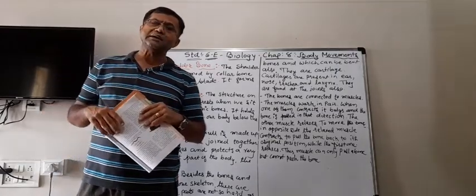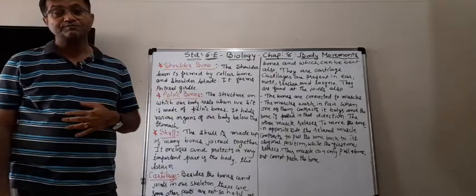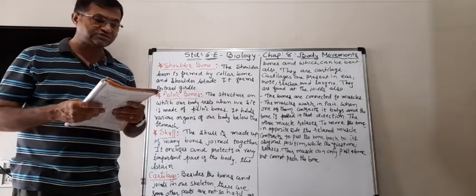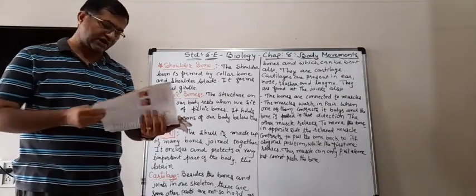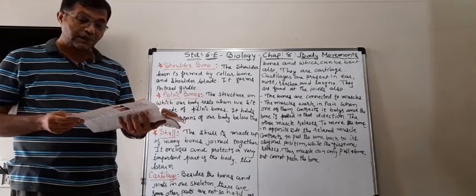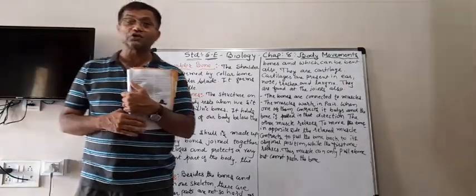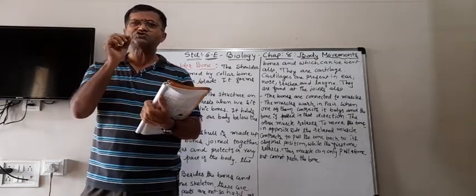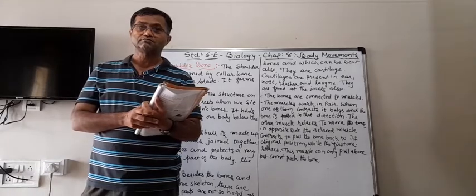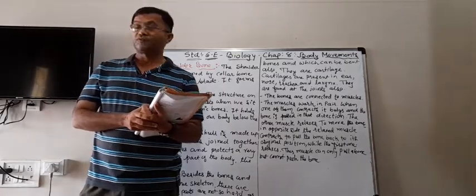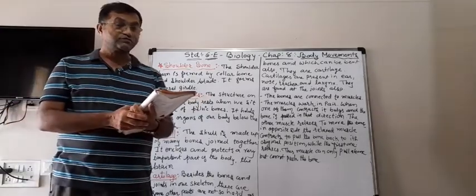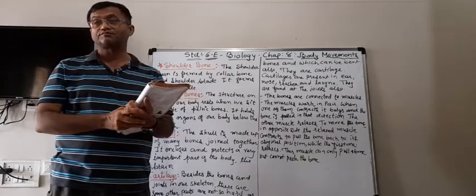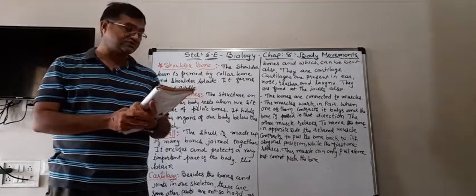So now we saw that in our skeleton there are the bones, there are some joints, and so on. But besides that, there are also some parts in our body which are not as hard as bones, but they are also helpful for the framework. And those are such that they can be bent also. And those are known as cartilage.